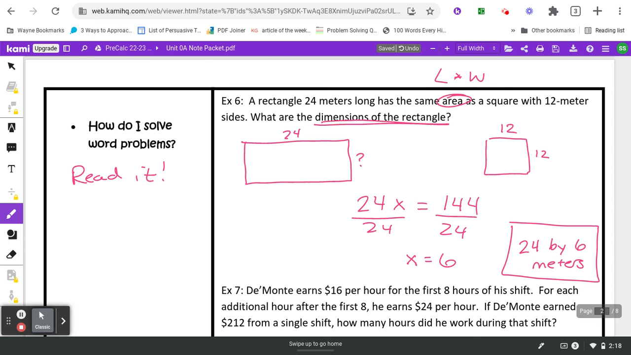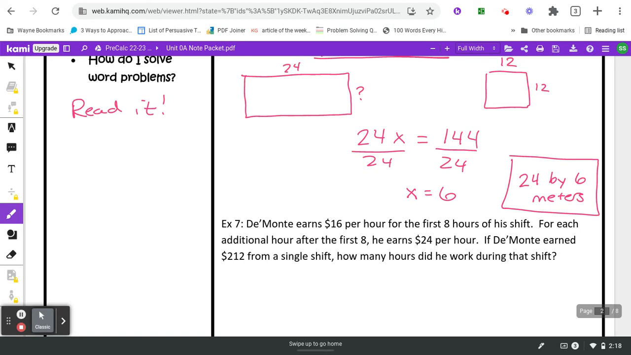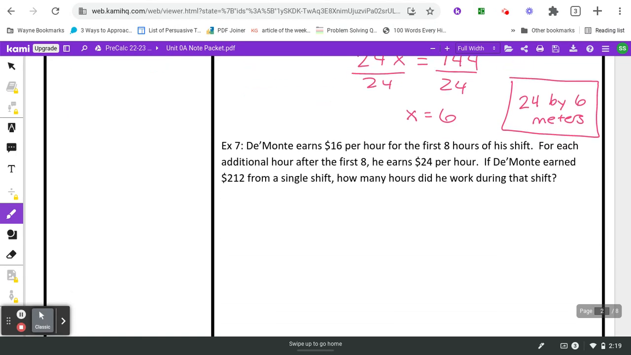If you didn't write out an equation, if you were just able to figure it out using your brain and your calculator, that's okay too. Any way you get to these answers is going to be correct and you'll get full credit. I don't always need to see the equation.